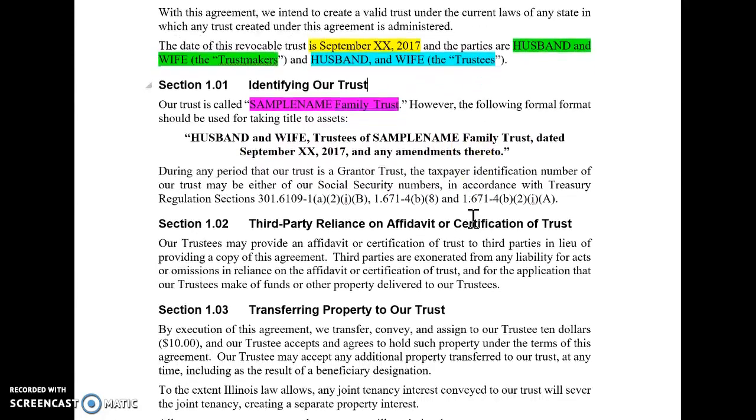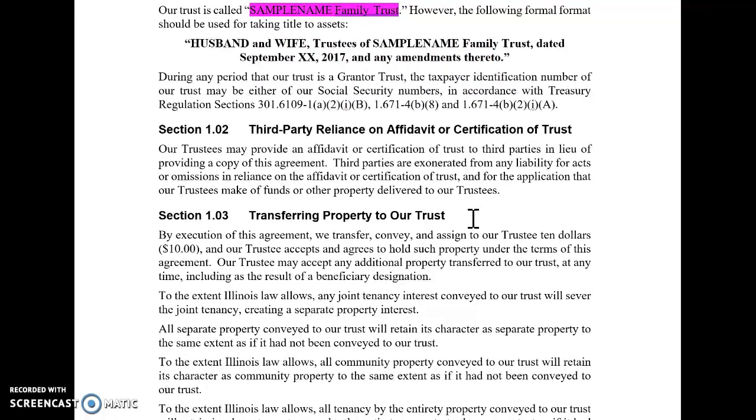And let's keep going down. The third party doesn't have to see the entire trust. They can just see a certification of trust. That basically says our signatures are at the bottom, or an attorney's signature at the bottom, saying this trust does exist. It's the real thing. So therefore you can go ahead and open a bank account in it, etc.